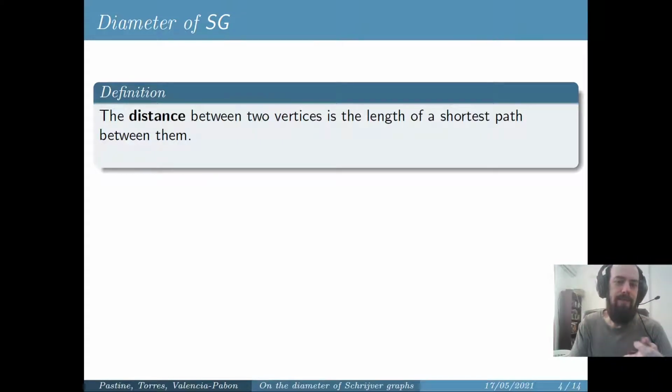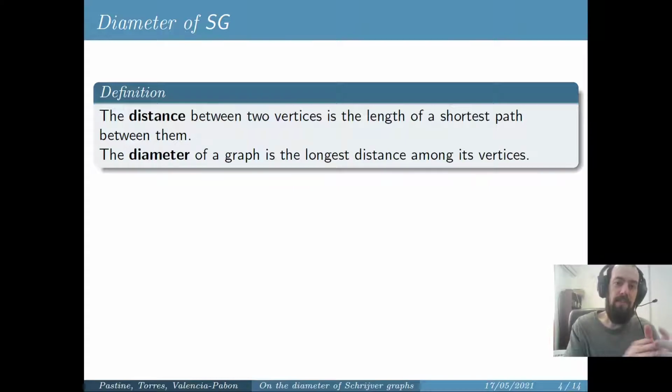And next, for the diameter of a graph, the distance between two vertices is the length of a shortest path between them, and the diameter of the graph is the longest distance amongst its vertices. So the two vertices that are the furthest apart give you the diameter of the graph.